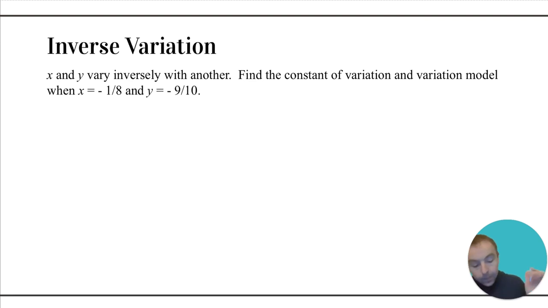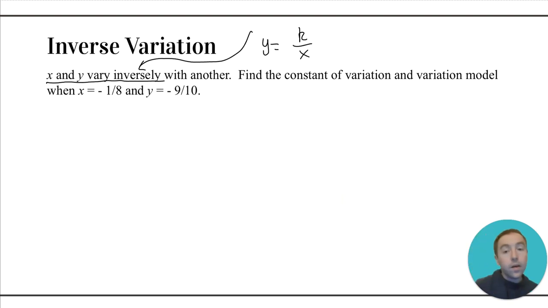All right, let's start using inverse variation a little bit here. We see that x and y vary inversely with one another. The meaning of that is just that y is going to be equal to the number k divided by x.